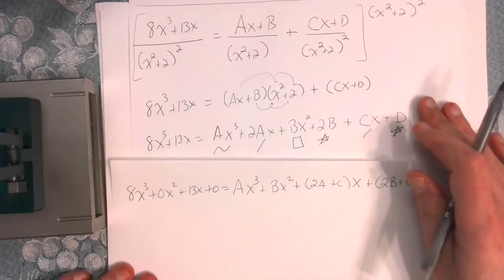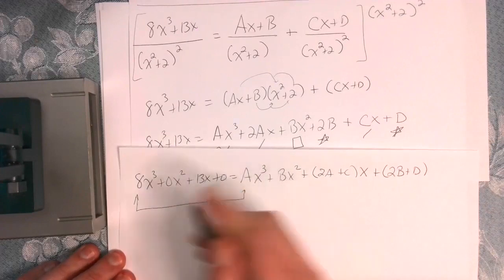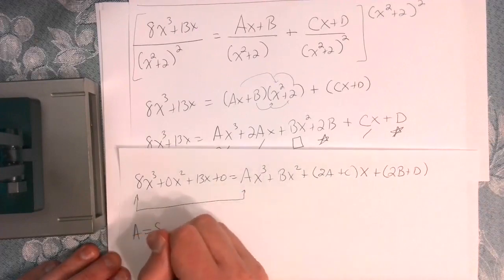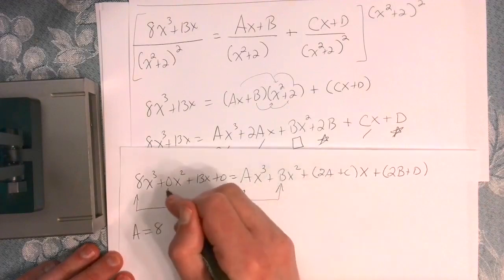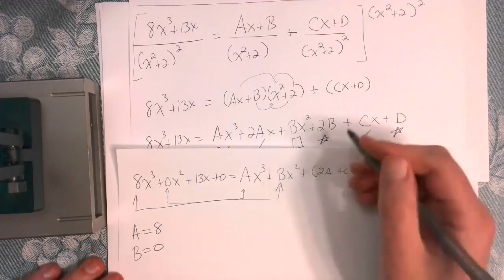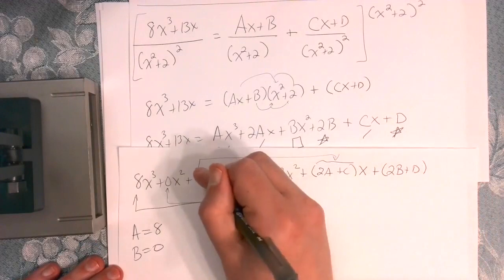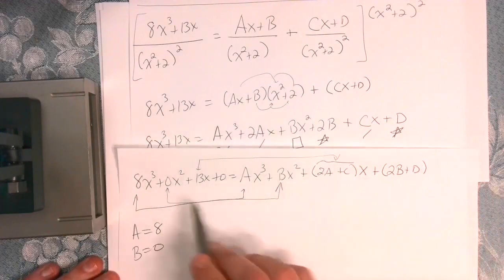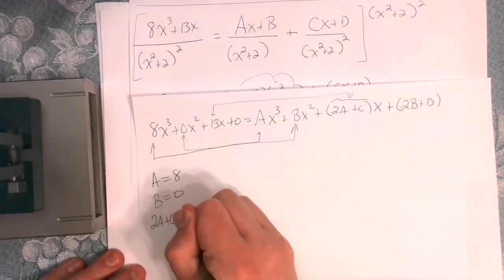And now that everything's organized, you can equate coefficients. So for free, I get that a is equal to 8. That's good. And for free, I get that b is equal to 0. That's also nice. Well, not so free. I get that the coefficient of x equals the coefficient of x. So 2a plus c is equal to 13.